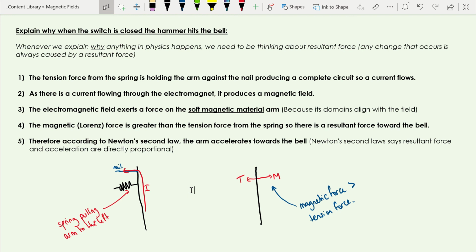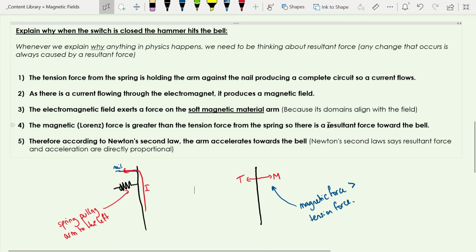So we've now got to the situation where there's a force from the electromagnet on the arm. The reason the arm accelerates towards the bell is that the magnetic force is greater than the tension force, so there is a resultant force towards the bell. This is the key thing here: in terms of explaining why anything happens, we need to talk about resultant force. According to Newton's second law, a resultant force towards the bell will cause acceleration towards the bell, because resultant force and acceleration are directly proportional.